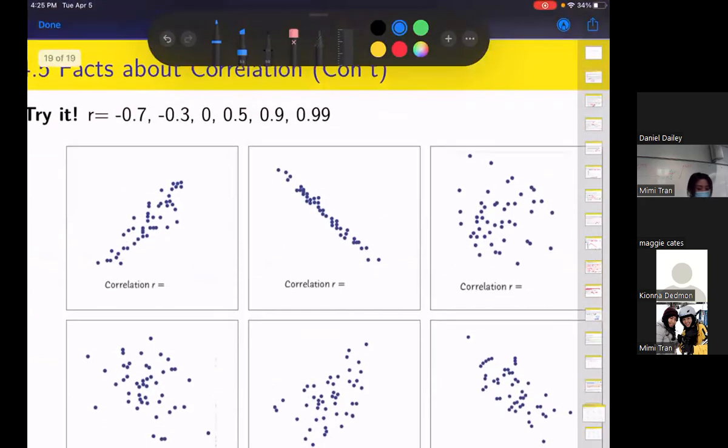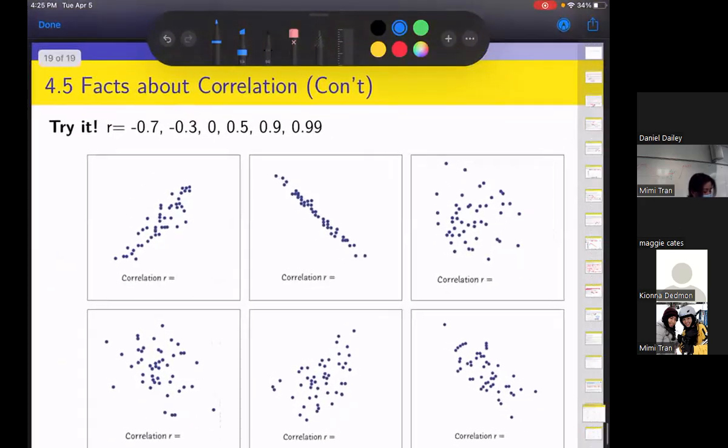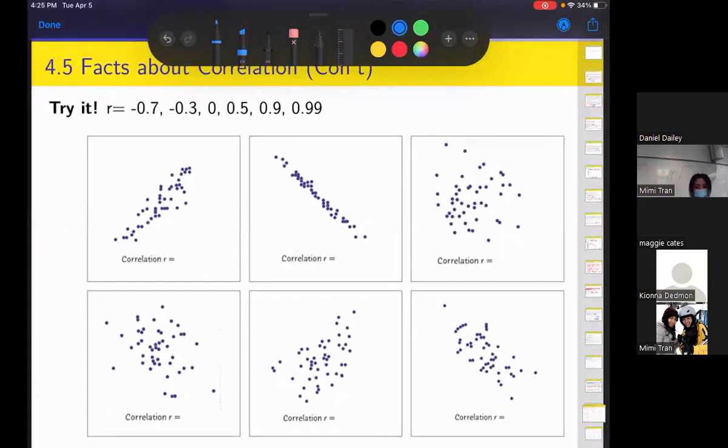Let's finish this and I'll tell you about your quiz. All right. Let's try this. Take a minute. I'll label these A, B, C, D, E, and F. Then you're supposed to fill in the correlation values given above for each of those. Try that, and put it in the chat privately to me.